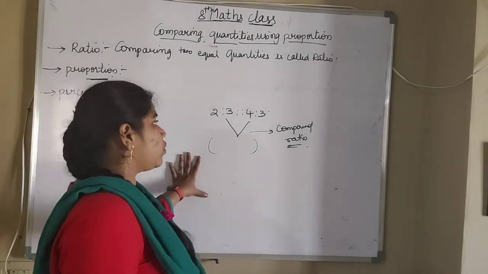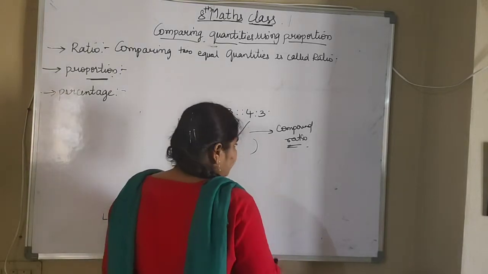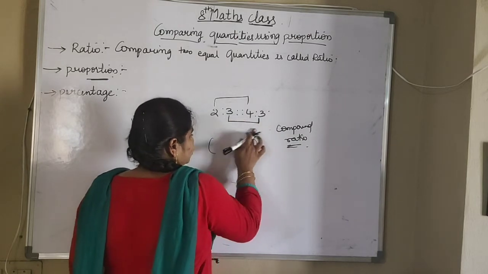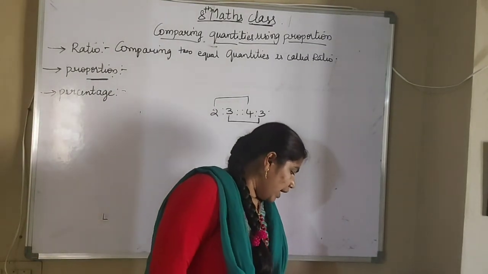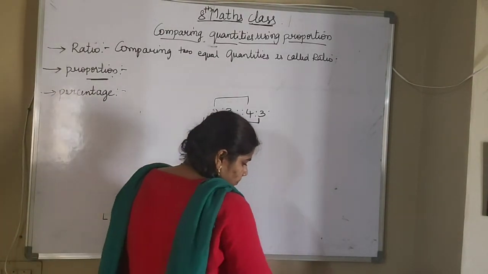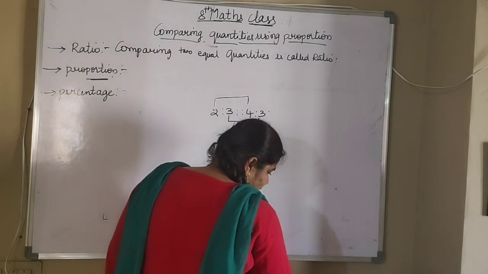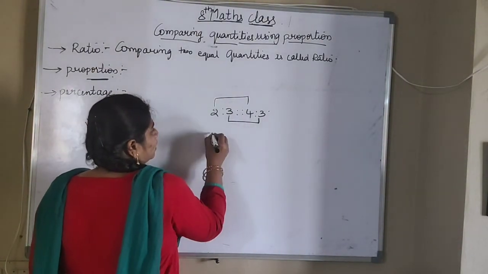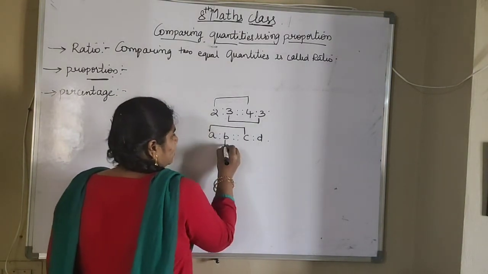So how to convert these two ratios into a single ratio, we will find. Here the first and third term, and the second and last term, we will multiply. First term and third term we will multiply, and second term and last term we will multiply. I am writing in simple general form, A is to B is as C is to D. That means A and C, B and D.